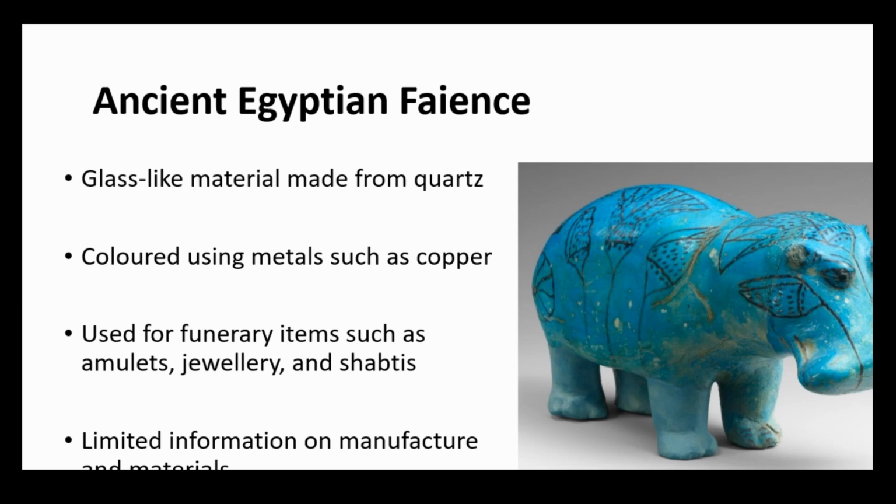It was mostly used for funerary items, so we see it in amulets that were buried or wrapped up in mummies, or jewellery as in necklaces on mummies, and shabdis, which are little workers that you make to take to the afterlife, because the ancient Egyptians were very clever and decided that they didn't want to work in the afterlife, so if they could make shabdis to do it for them, that'd be great. So there are hundreds of shabdis.